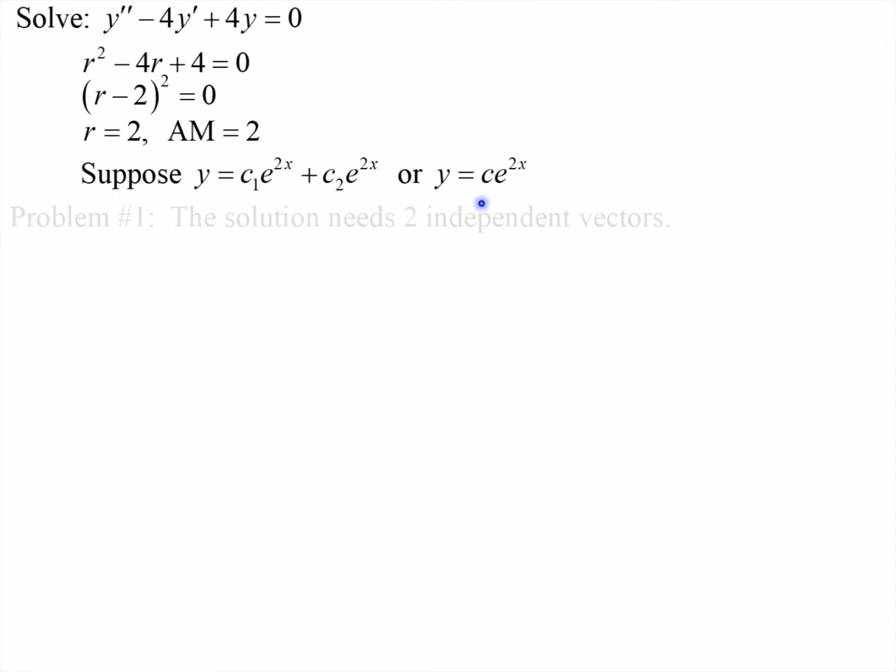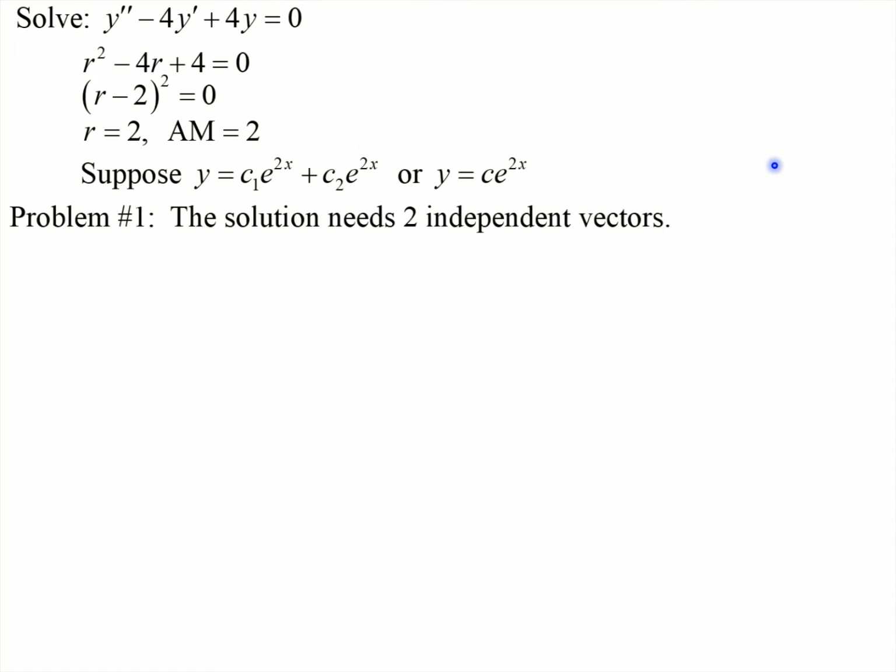There's two problems with this. Problem number one, the solution needs two independent vectors. Okay, we do not have two independent vectors. In fact, it's a second order differential equation. It should have two c's, and you can say, oh, we have two c's over here, but the vectors e to the 2x and e to the 2x, those are the same vector. Those are not independent vectors.